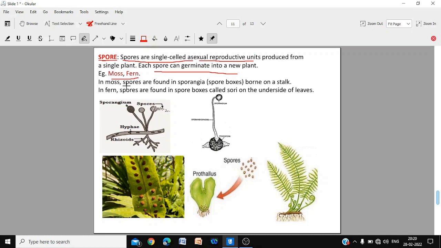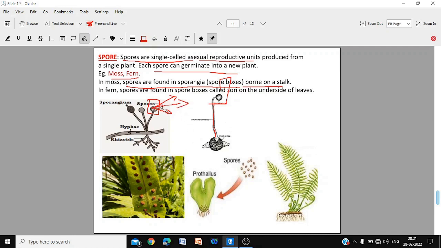In moss, spores are found in sporangia or spore boxes, borne on a stalk. Here we have the long stalk, and this is the spore box. Here you can see the sporangium, the spore box, bursts and liberates a large number of spores into the air.